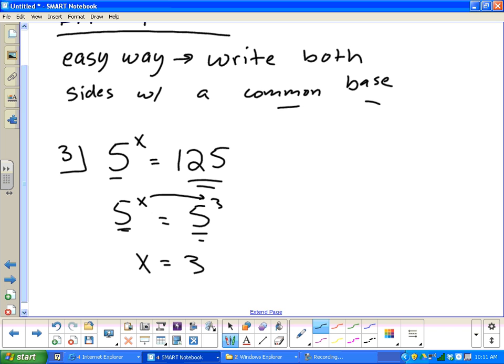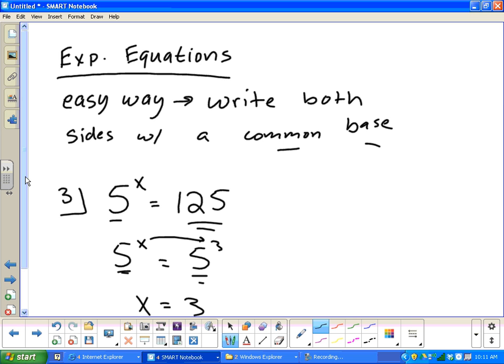Now, one problem with this. Let's just pretend for a minute, what if this was 124 instead? Could you write 124 with a base of 5? No. So writing them with a common base is the easy way, but you can't always do them that way. Now let's do a couple more that are easy like that.